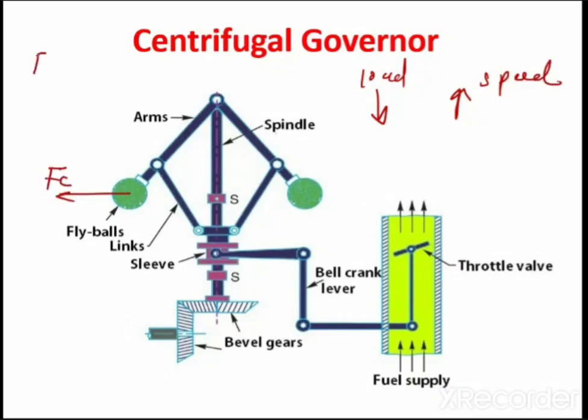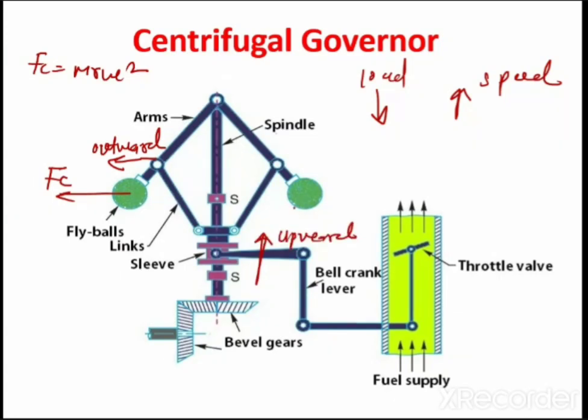So centrifugal force, Fc, is nothing but m r omega square. So Fc increases. Now once your Fc increases, what will happen? The fly masses will move outward. Now when the fly masses move outwards, what will happen? Whenever the fly masses are moving outwards, there's an extension of the arms and the legs. So the sleeve will move upward.